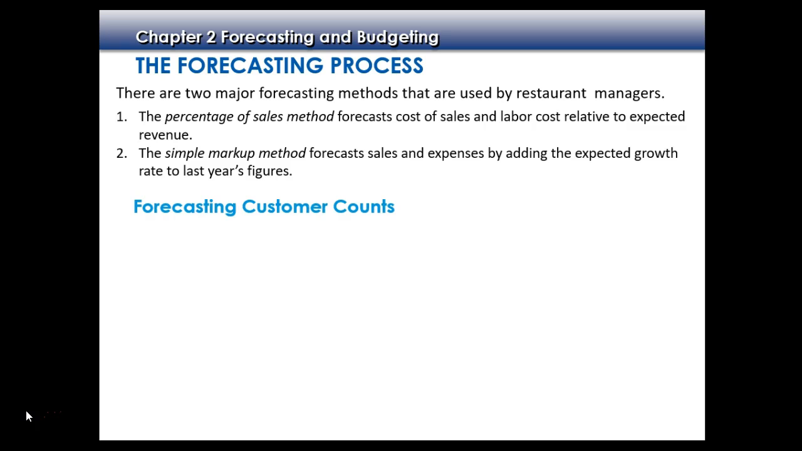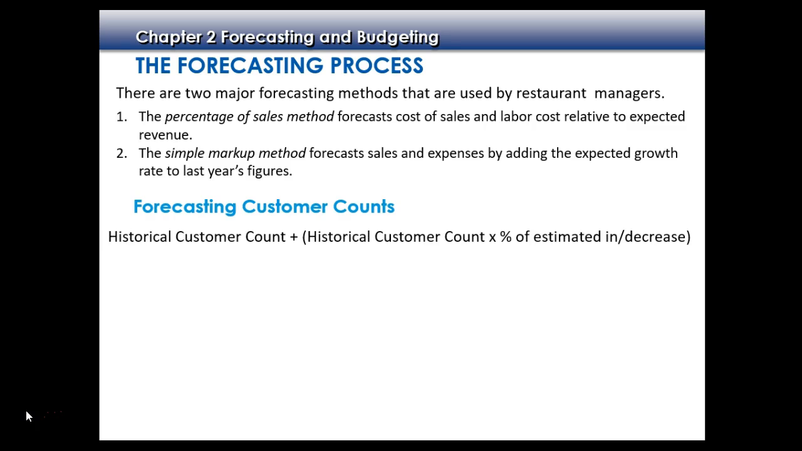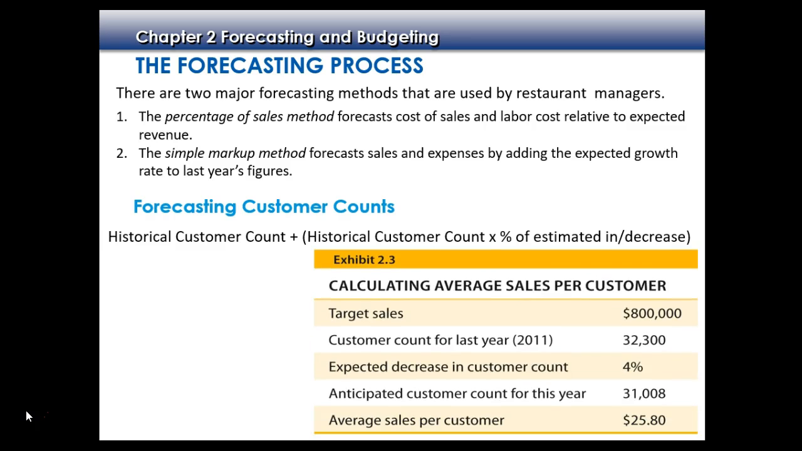So we'll go over forecasting customer counts. All these examples that I'm using are also in the book as well. So we know the historical customer count plus the historical customer count times the percentage of estimated increase or decrease. One of the examples they have in the book is an expected decrease of 4%. That's pretty huge. You can do the math: the 32,300, you're going to times that by 0.04, and you'll get the answer of 31,008.